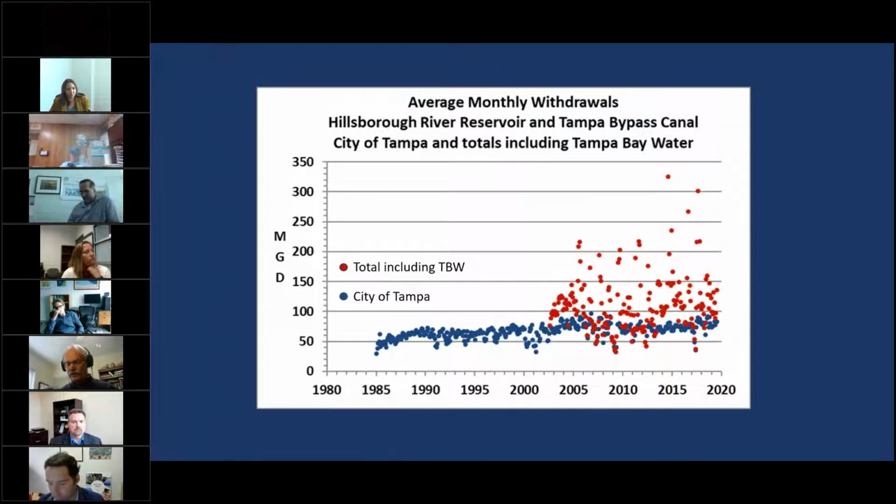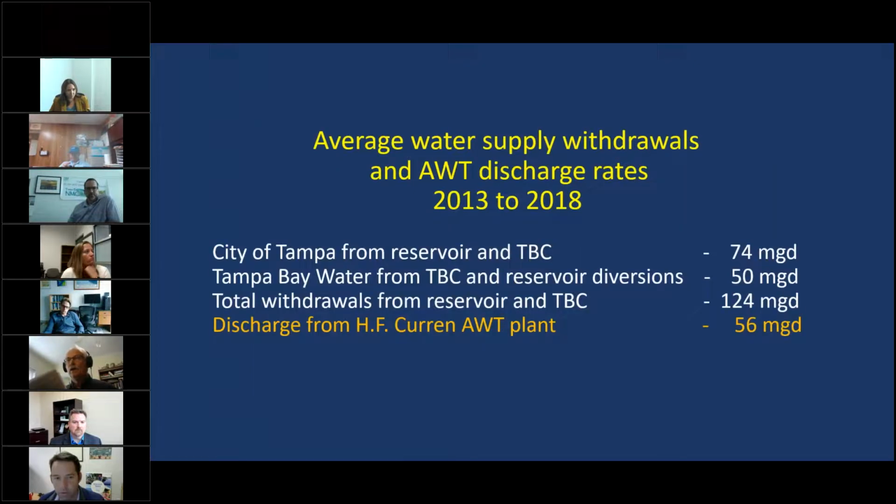This slide shows average monthly withdrawals from the combined Hillsborough River Tampa Bypass Canal for 1985 to 2019. The blue dots are withdrawals by the city of Tampa. The red dots that start in 2002 are the total withdrawals, which include Tampa Bay Water's withdrawals. Note that since 2002, there has been a large increase in total water supply draws from the combined reservoir canal system. Next, please.